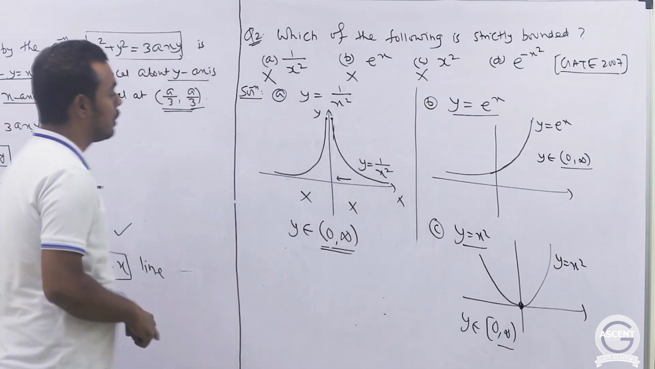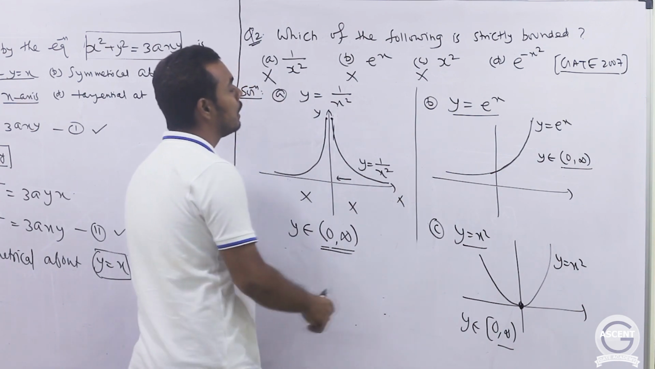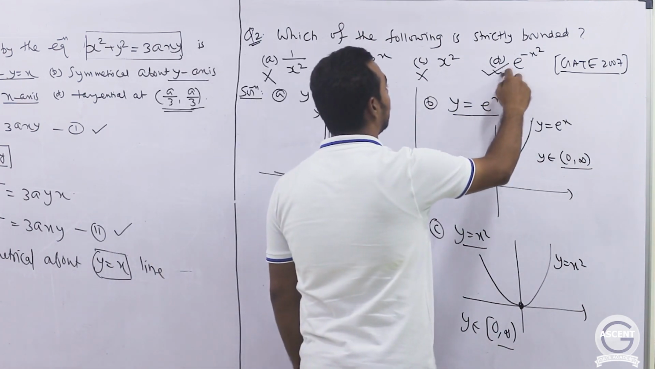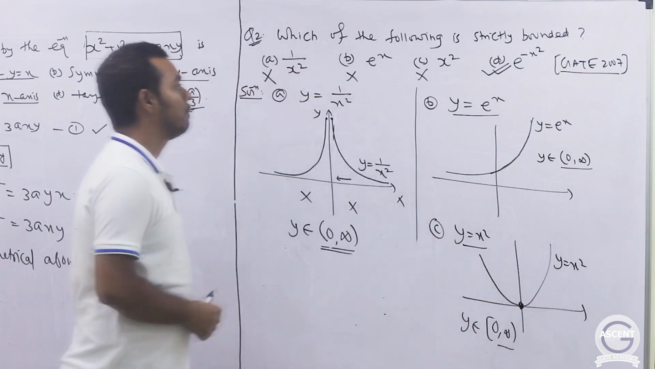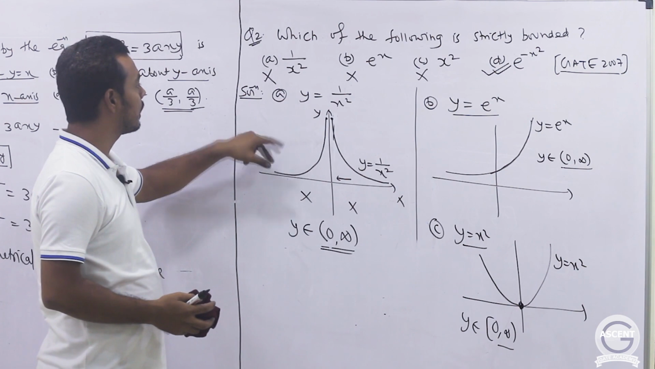So all the first three options are incorrect, the first three are unbounded functions, and therefore D has to be the correct option. Okay, for this question we had to solve the problem based on this elimination technique only.